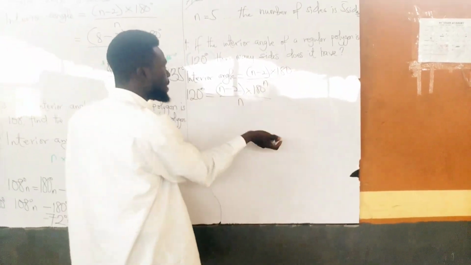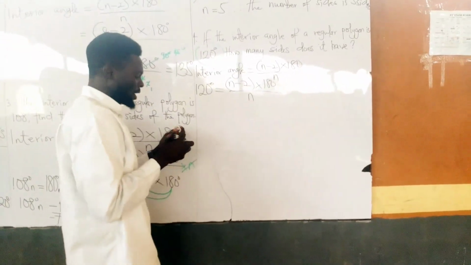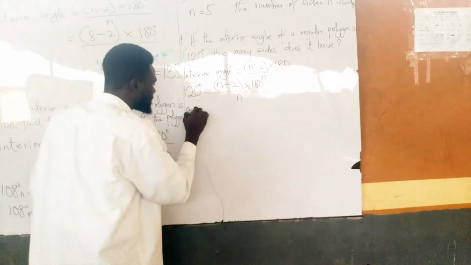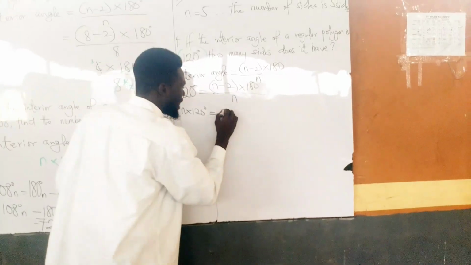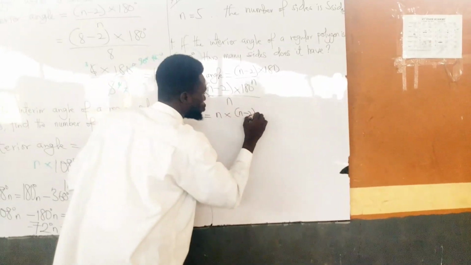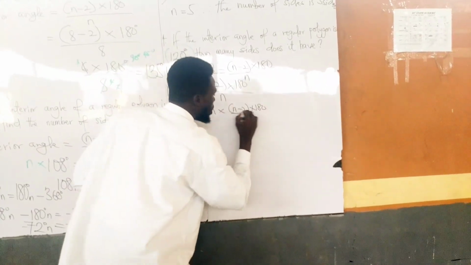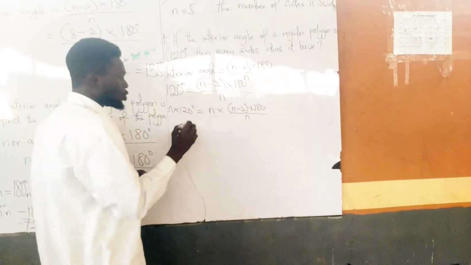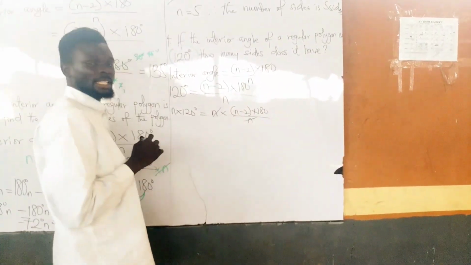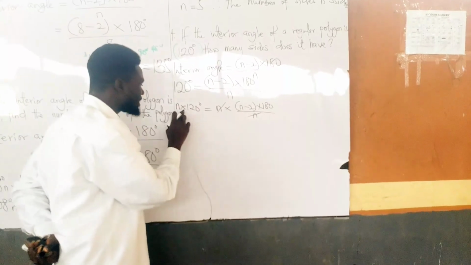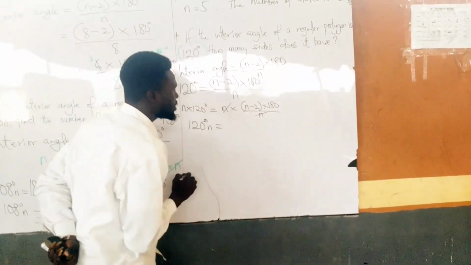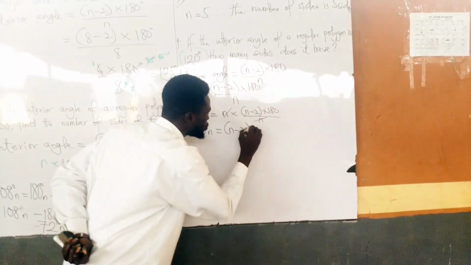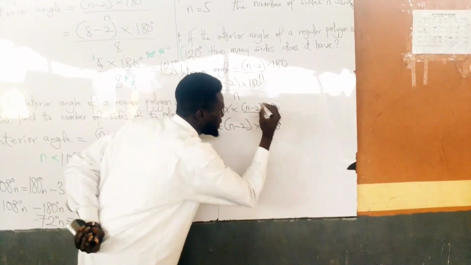So if you multiply both sides with the LCM, it's going to be n times 120 degrees, which is equal to n times (n minus 2) times 180 all over n. So this n will take away this n. Now I have n times 120 degrees as 120 degrees n, which is equal to (n minus 2) times 180 degrees.